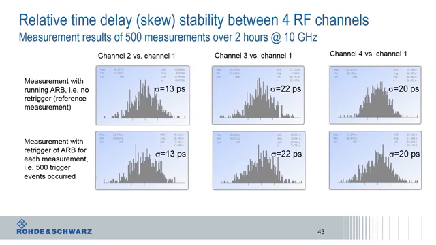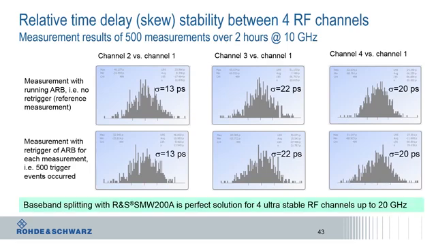Now we have done the same again. We have triggered the ARB in addition, and you can see that there is almost no change from figure 1 to 2 and to figure 3. So this means that the measurement uncertainty of the ZVA itself is already larger than the error introduced by the individual split basebands of the SMW200A. Therefore, this error is not contributing anything to the total error budget. So with baseband splitting in the SMW200A, you have a perfect solution also for 4 ultra-stable RF channels up to 20 GHz.